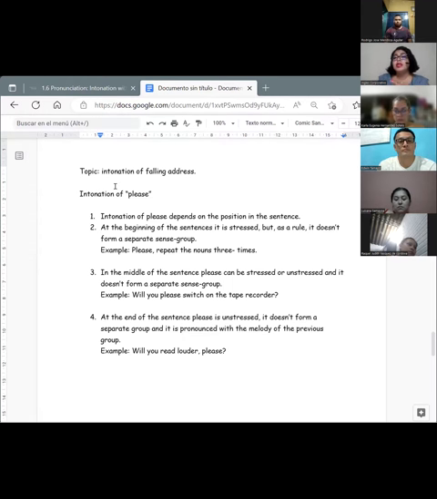Así que en este caso, when it is at the beginning, in the middle, or at the end of the words, we can make kind of little differences between the pronunciation or intonation of the words, but it is not like something we need to focus on for a very long time. It is kind of short. So don't worry about this one.